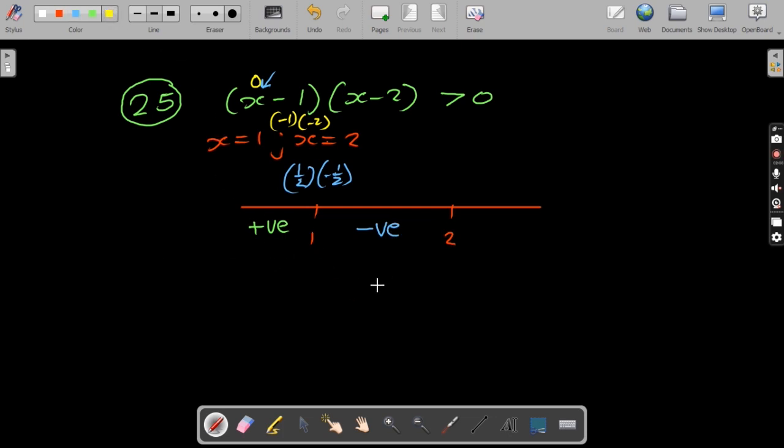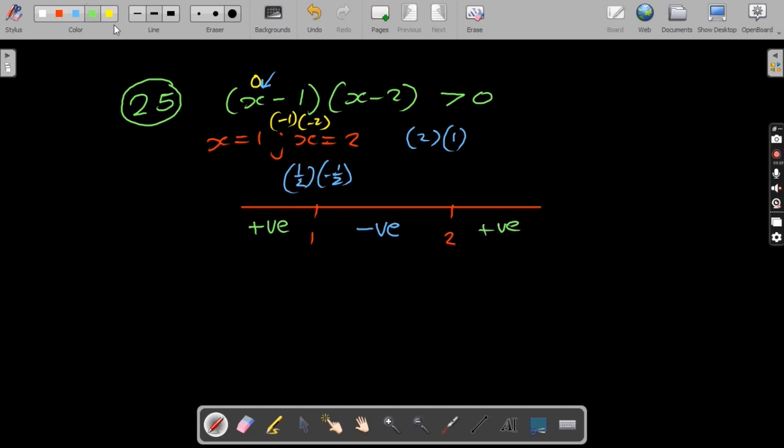Then I'm going to choose yet another number which is greater than 2, nearest one, 3. If I substitute 3 in the first bracket, I will have 3 minus 1, which is 2. In the second one, I have 3 minus 2, which is 1. If I multiply these two, I get a positive answer. So there I have a positive answer. All right. So maybe this might be a bit confusing because I used the same color.